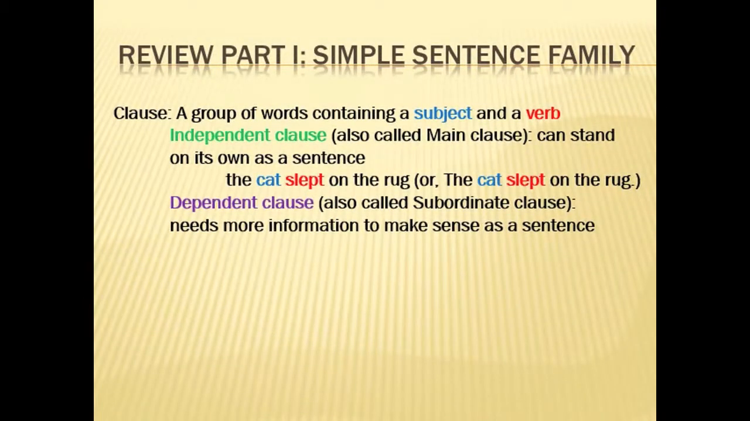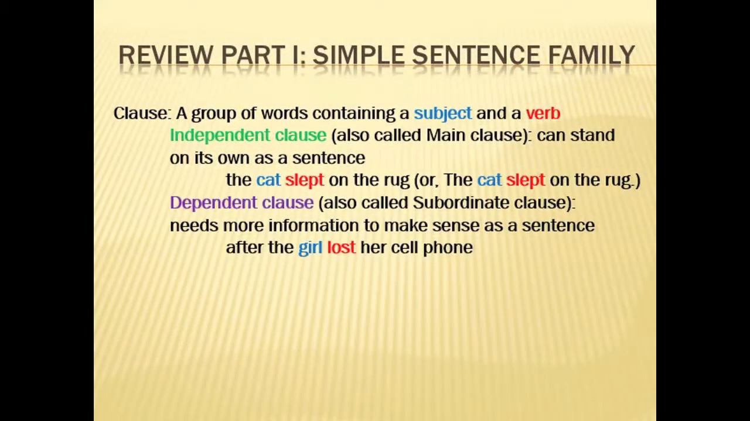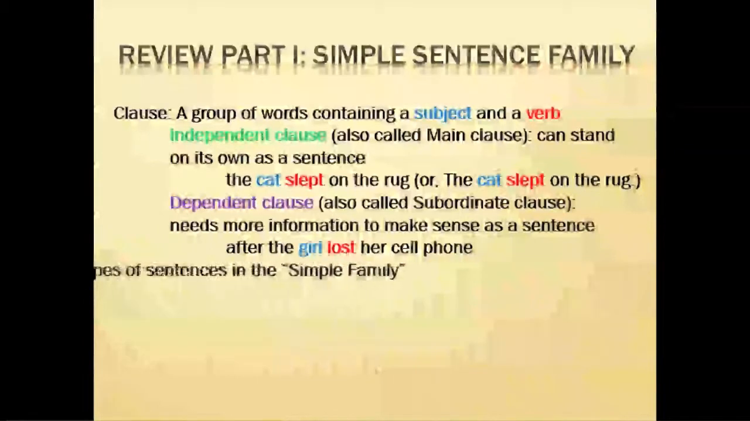An example of an independent clause would be "the cat slept on the rug," or, in the form of a sentence, capitalize the T and put a period at the end. And then a dependent clause might be "after the girl lost her cell phone." You need more information. What happened after the girl lost her cell phone?